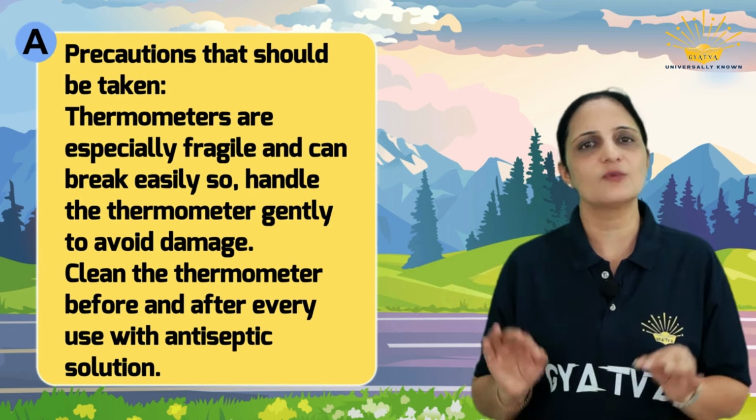Question number 15. How do you measure temperature using a laboratory thermometer? To measure temperature with a laboratory thermometer, immerse the bulb in the substance without touching the sides or bottom of the container. In the container or the liquid whose temperature you have to measure, you will suspend the thermometer inside it. Take care that it does not touch the sides or the bottom.